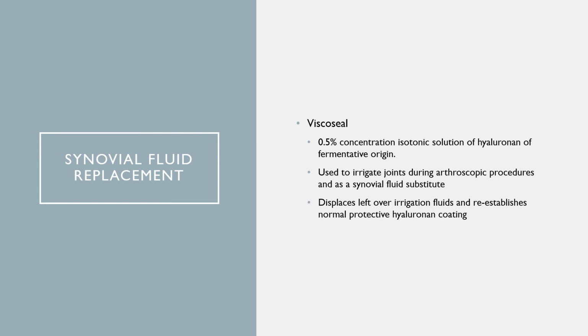We have some synovial fluid replacement that we can use. It goes by ViscoSeal. It's a 0.5% concentration of isotonic solution of hyaluronan of fermentative origin. That is a fancy way of saying it's used to irrigate joints during arthroscopic procedures and as a synovial fluid substitute because it closely resembles the hyaline cartilage in our joints. It will displace leftover irrigation fluids, and it does reestablish some normal protective hyaluronan coating in those joints.